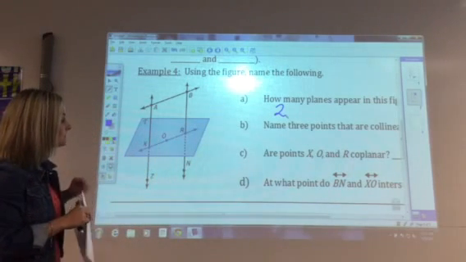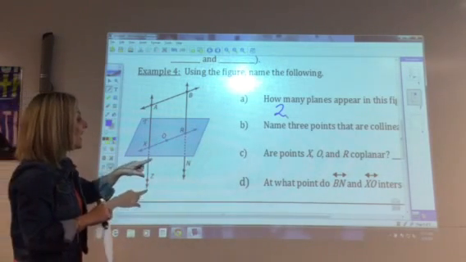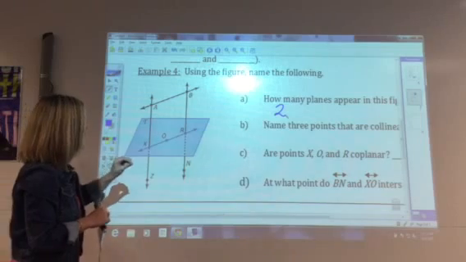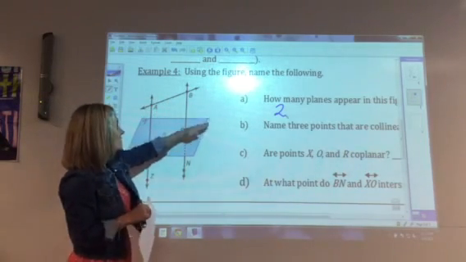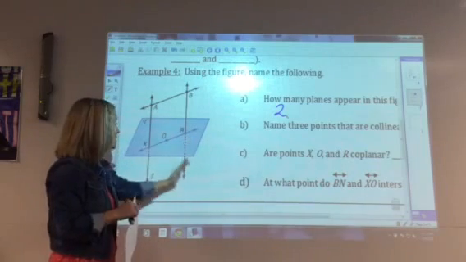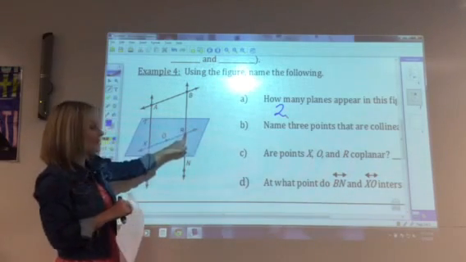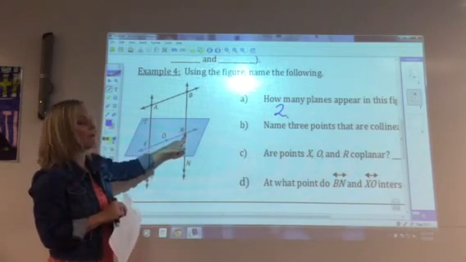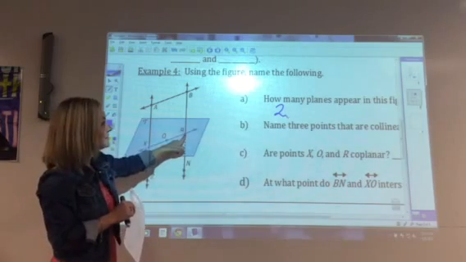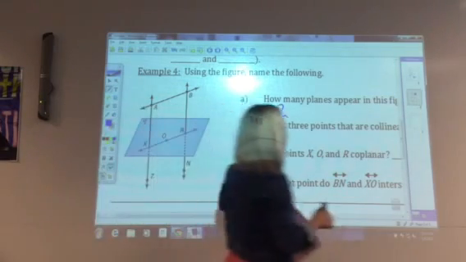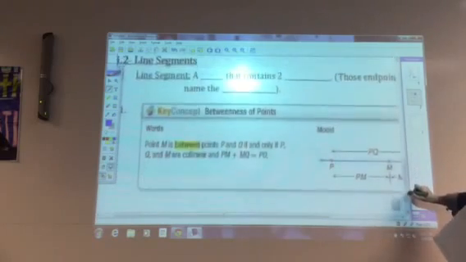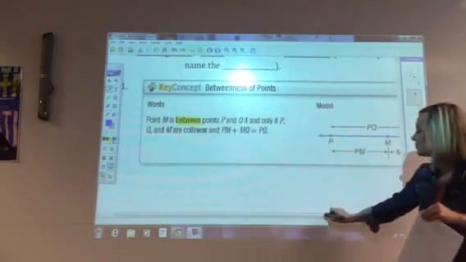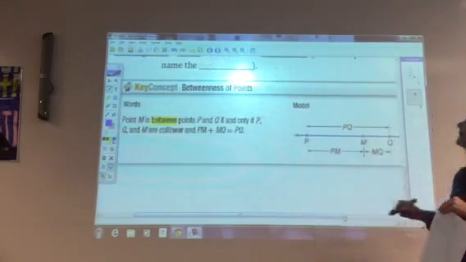Okay? The last question is asking us, at what point do BN, here's line BN, and XO intersect? So, of course, they intersect at point R. Okay? And 2 lines will always intersect at a point. All right? Let me move on here. Moving on to section 1.2. Here we're going to start talking about the betweenness of points, okay?